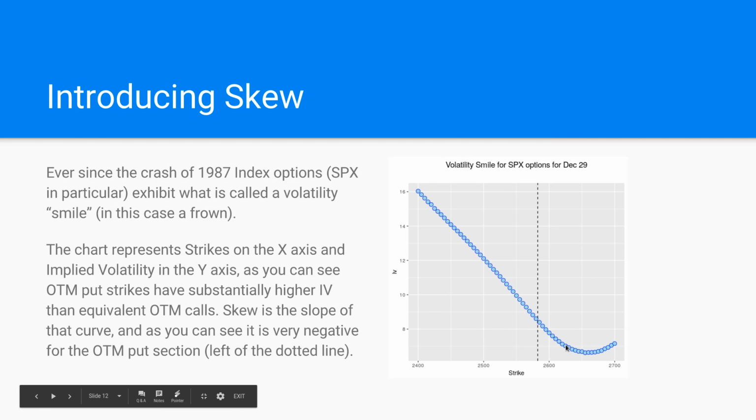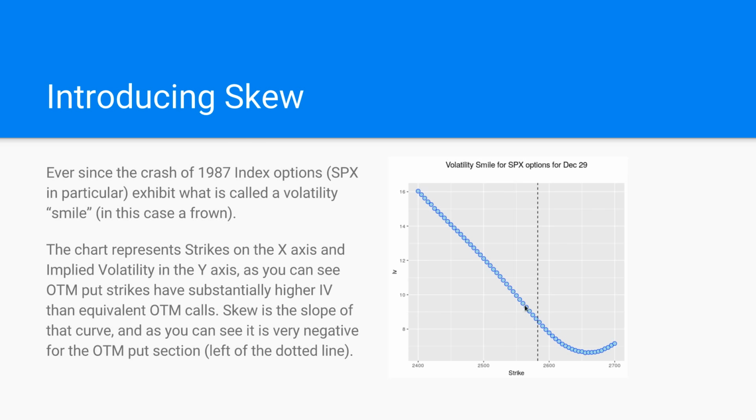So now let's visualize where our example butterfly is. Our example butterfly is centered right here at 2,250, which is in the area where the skew is negative, and that's the body. And then one wing will be here, and then the other wing will be here.